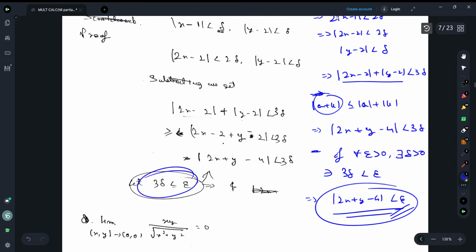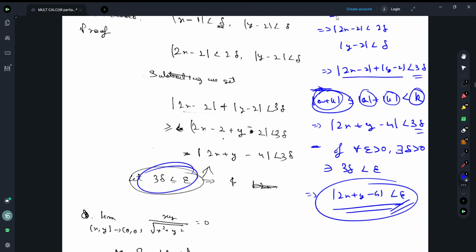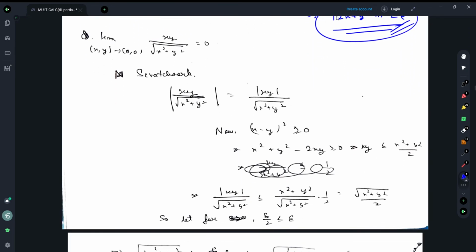Got it. Here we don't need to do scratch work because this was a very simple problem. Here mod a plus mod b was replaced with mod of a plus b. The reason being, if mod a plus mod b is less than k, then mod of a plus b is also less than k. Got it? So this is also less than 3 delta. Clear? Okay. Let us check this one. Now in this case we need to do some scratch work because here the function is a little bit complex. Okay. Let's see.